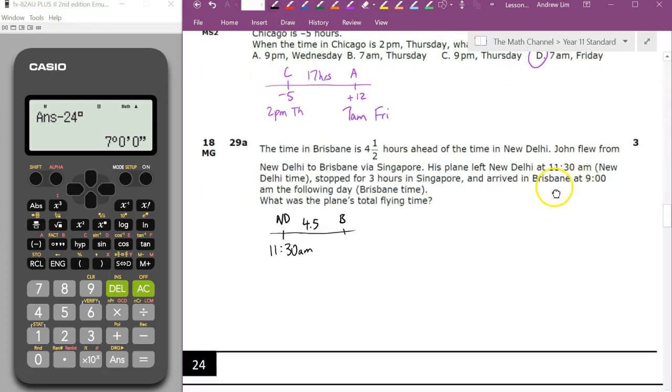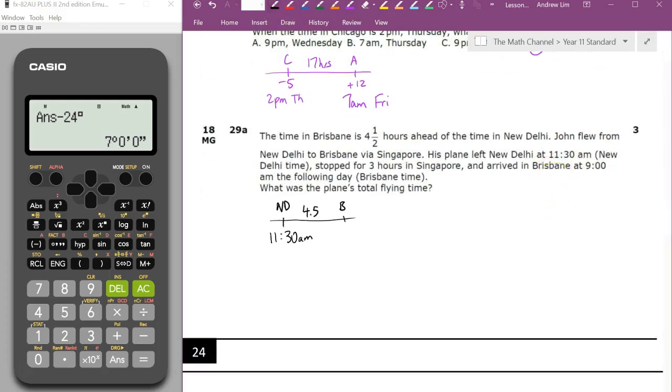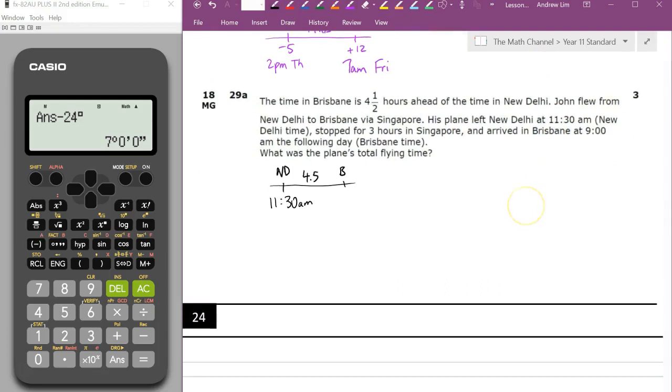Question 29A of the 2018 paper. John flew from New Delhi to Brisbane via Singapore. His plane left New Delhi at 11:30 a.m. New Delhi time, stopped for 3 hours in Singapore, and arrived at Brisbane at 9 a.m. the following day, Brisbane time. What was the plane's total flying time?